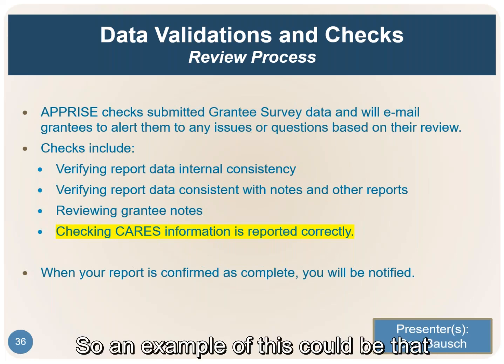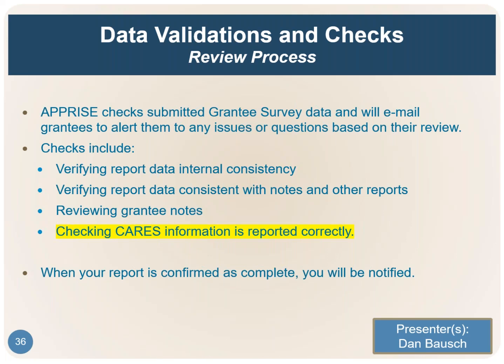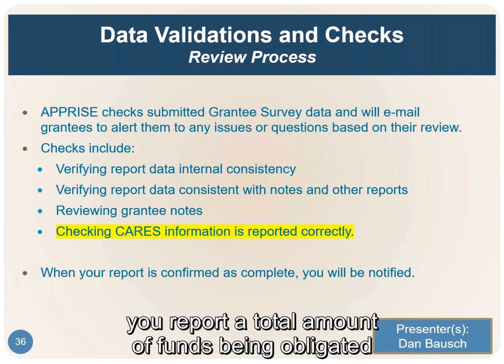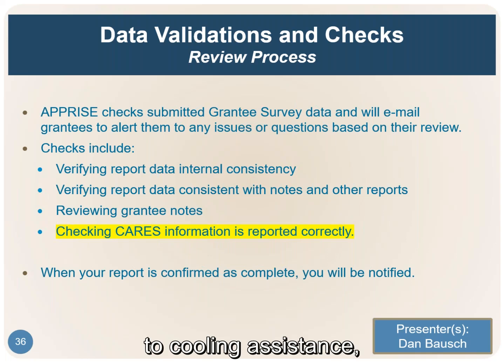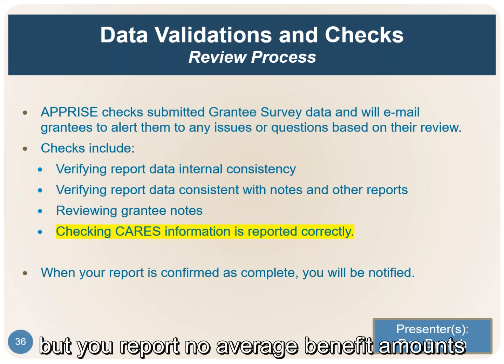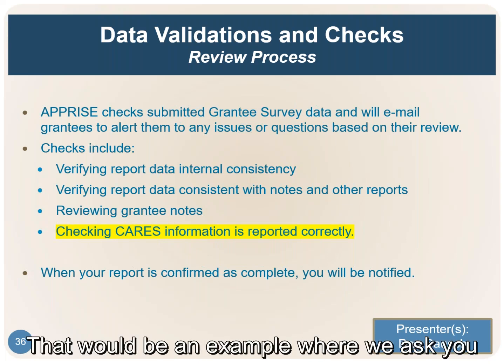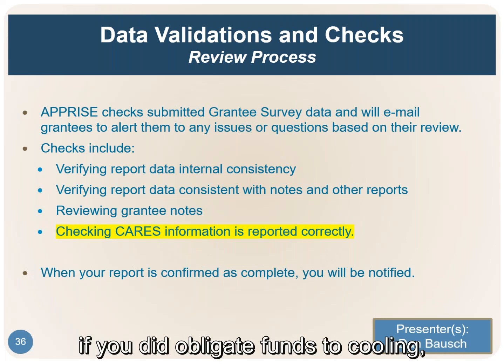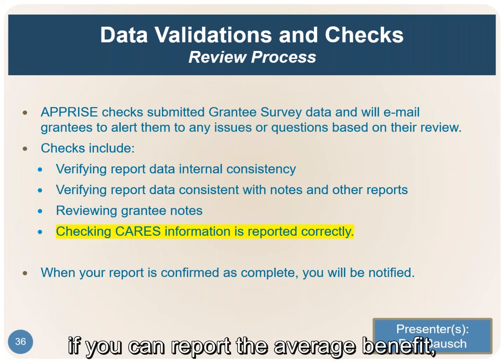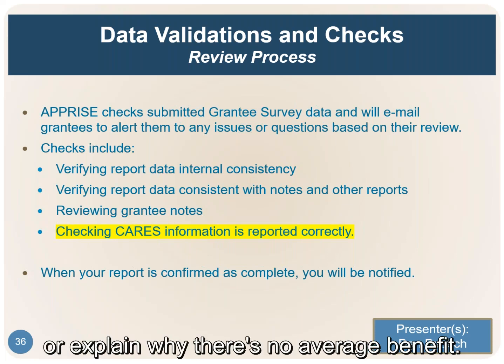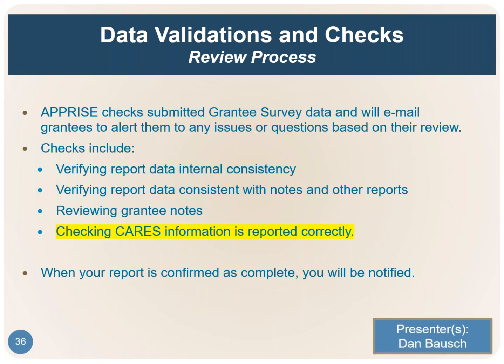So an example of this could be that you report a total amount of funds being obligated to cooling assistance, let's say $1 million, but you report no average benefit amounts for cooling assistance. That would be an example where we'd ask you if you did obligate funds to cooling, if you can report the average benefit, or explain why there's no average benefit.